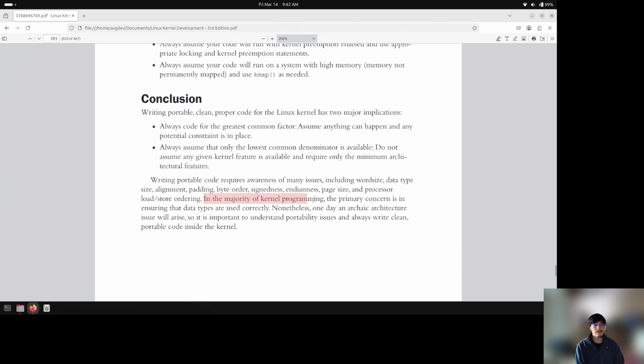In the majority of kernel programming, the primary concern is in ensuring that data types are used correctly. Nonetheless, one day an archaic architecture issue will arise, so it is important to understand portability issues and always write clean, portable code inside the kernel.